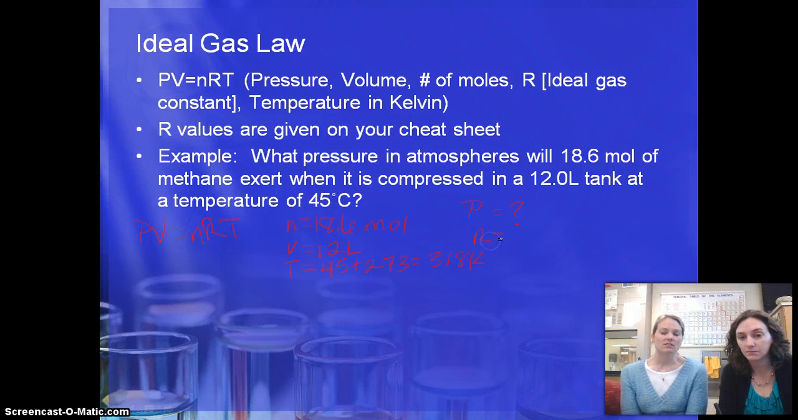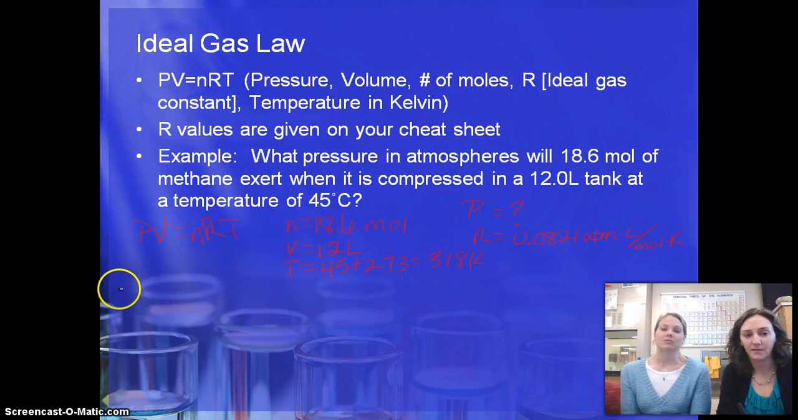Now the R value, because the pressure is in atm, because it says what pressure in atm, we are going to use on our cheat sheet, we're going to look directly there, find the R values, and we're going to use the first one because it says 0.0821 atm, and it has a lot of labels. It's got liter divided by mole times Kelvin. So that is where we get to cancel out all the labels within the problem.